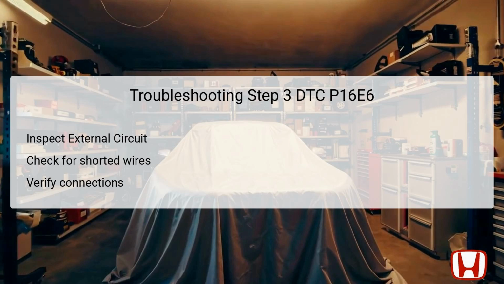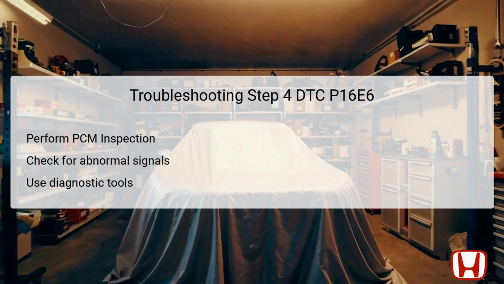The third troubleshooting step focuses on inspecting the external circuit related to the transmission range switch. It is imperative to check for shorted wires, which can disrupt the signals being sent to the PCM. This includes using a multimeter to measure resistance and continuity across the wire harness. Validation should also extend to ensuring that all associated connectors are clean and securely fastened. Any irregularities found during this process must be documented, as they can significantly affect the switch's operation and may be a direct cause of the DTC being triggered.